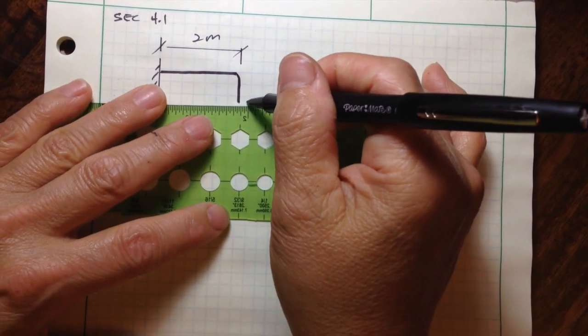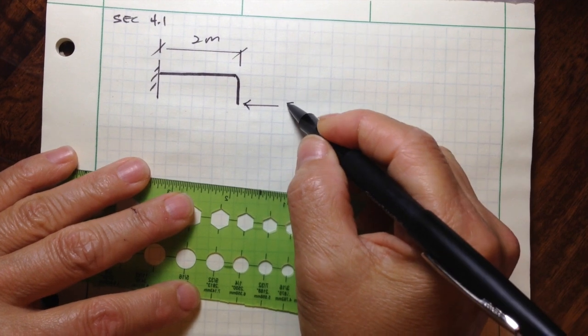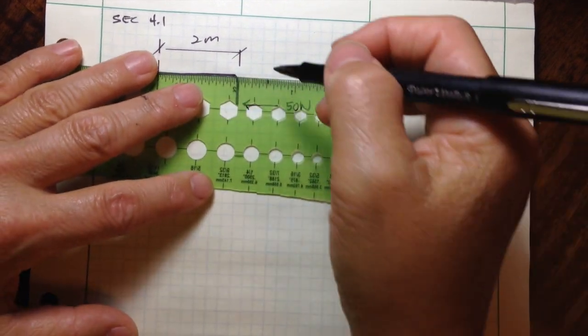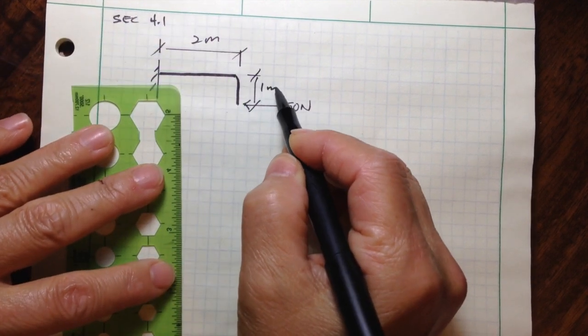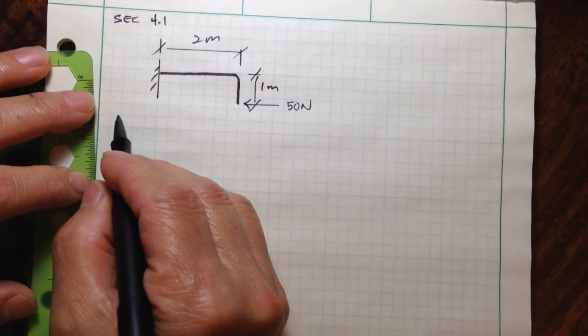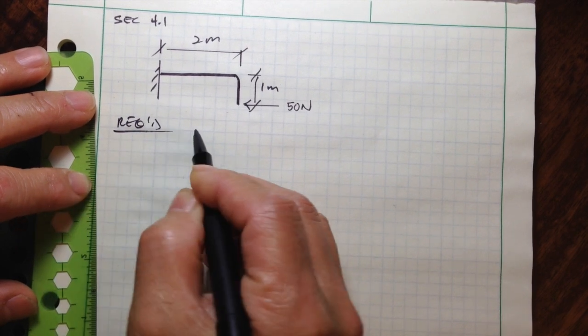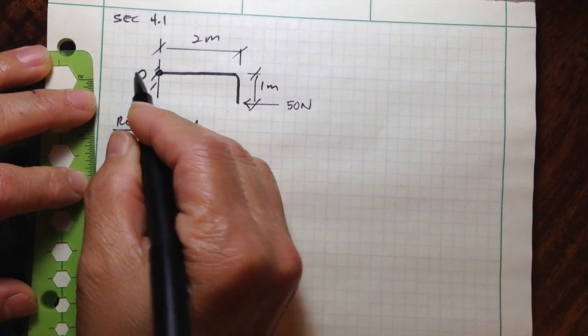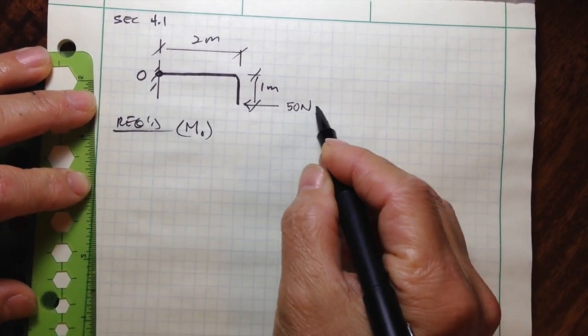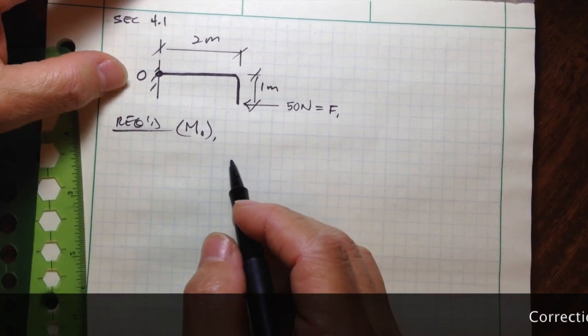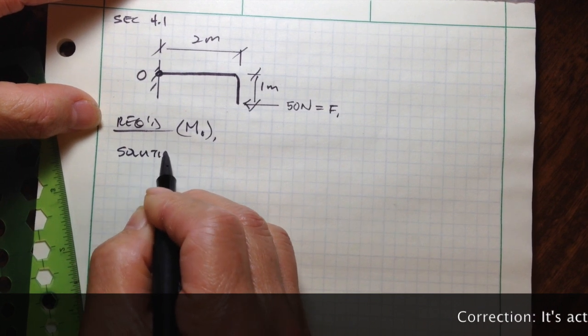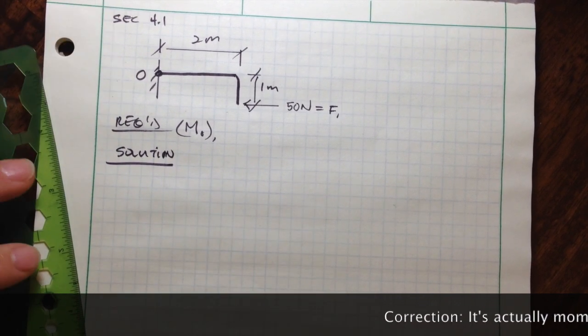And I apply a force of 50 newtons. And I also know that this is, let's say, 1 meter. What I would like to find is the moment about point O due to this force F1. So let's calculate that. So the solution will be as follows.